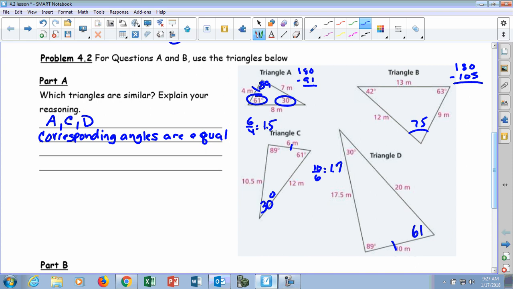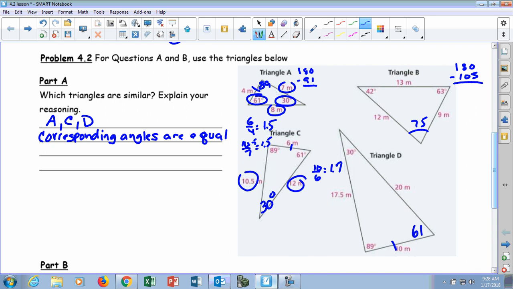But now let's go the same side. So this is kind of the 89 side. So if 7 to 10, right, 10.5 divided by 7 is what? 10.5 divided by 7 is 1.5. See the pattern? 12 divided by 8 is 1.5. So these three, this is the same scale factor, right?